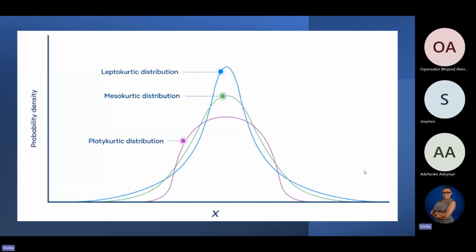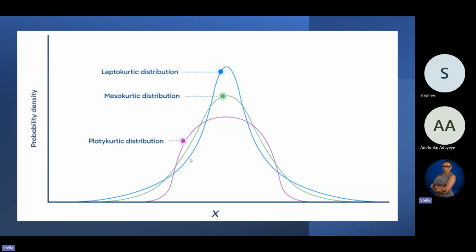These are the graphs. Notice this is the leptokurtic. This is the mesokurtic. Notice that the mesokurtic is more like our normal distribution, right? But this is the platykurtic. The platykurtic has very thin, very small outliers. Can you see? So let me show you something. Let me get the pen. This is the platykurtic. Look at the tail.